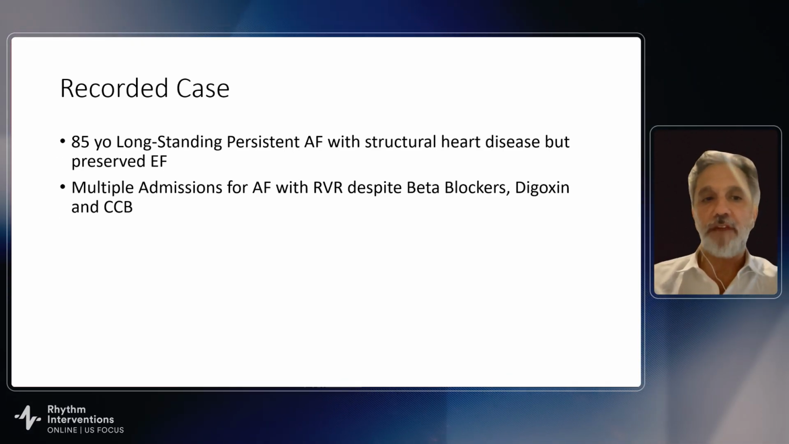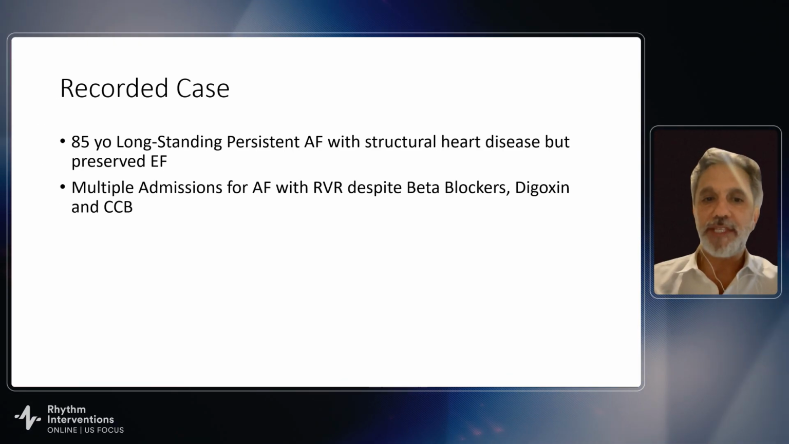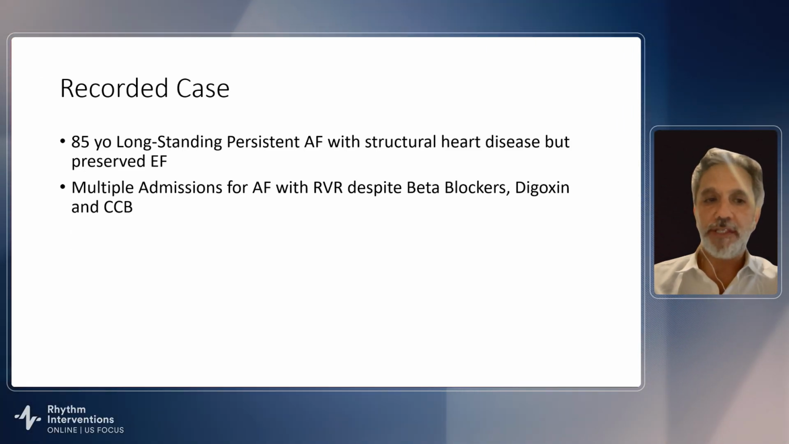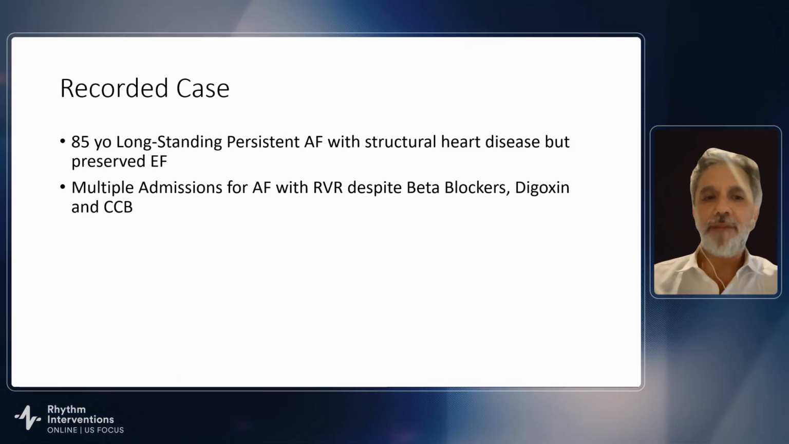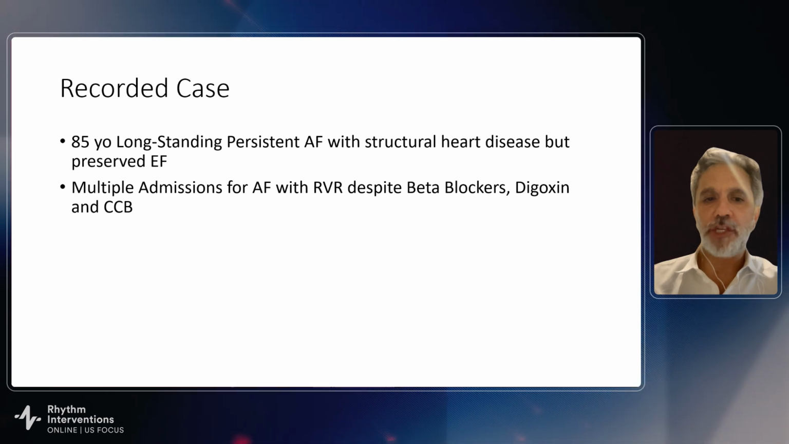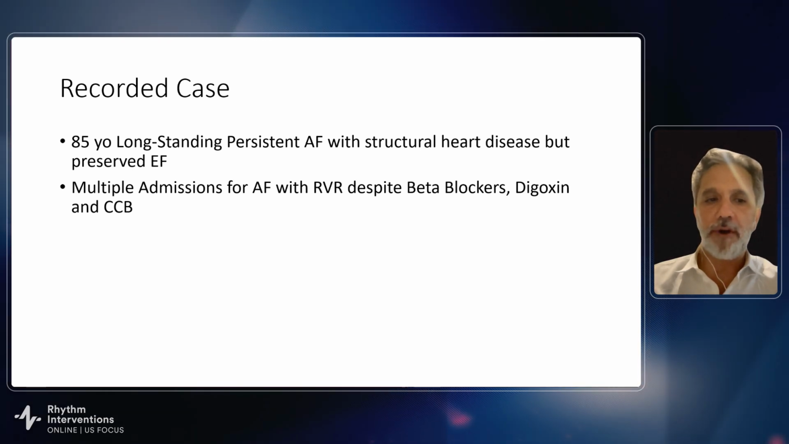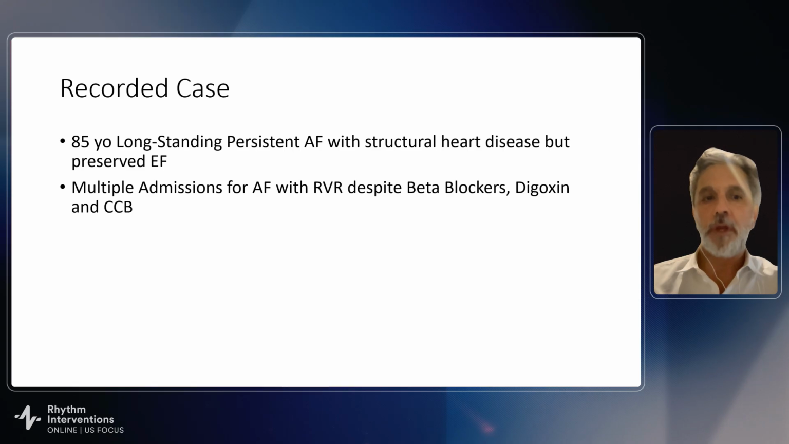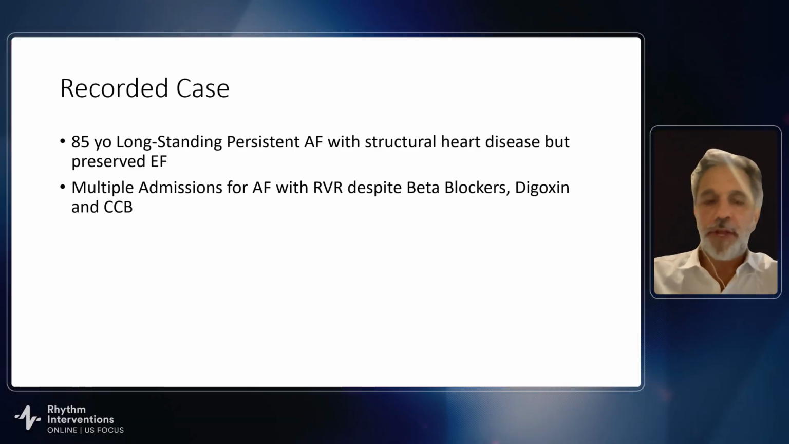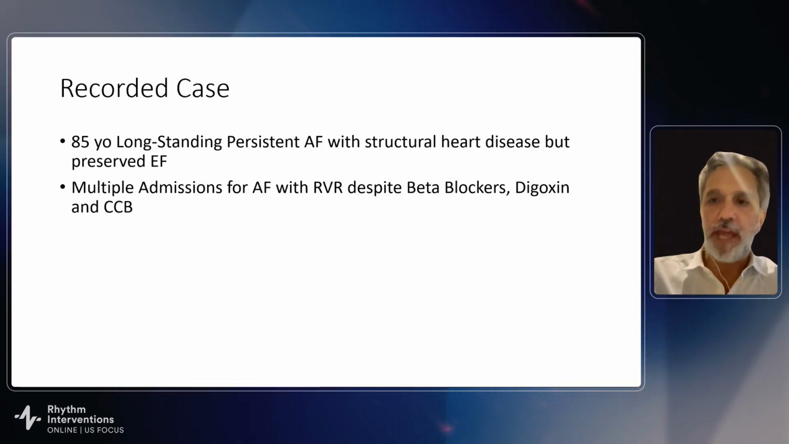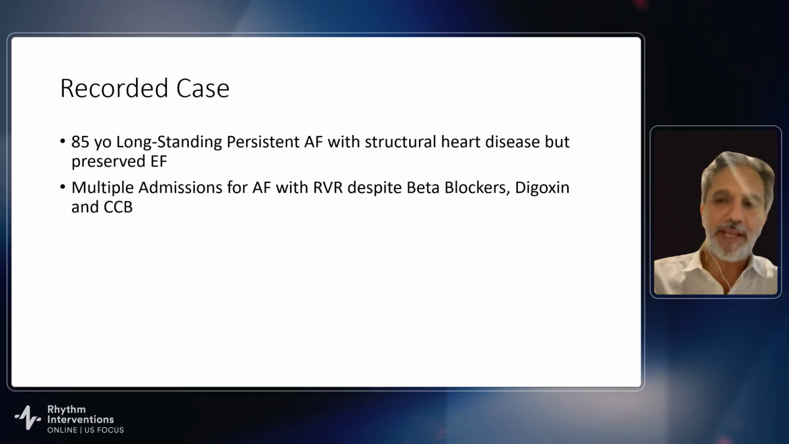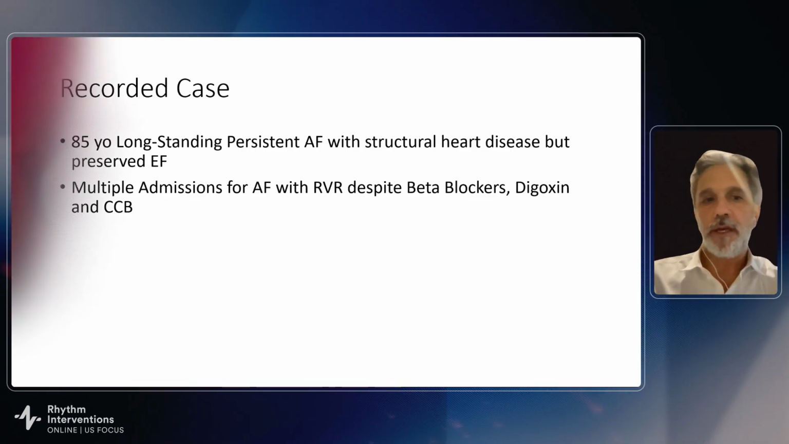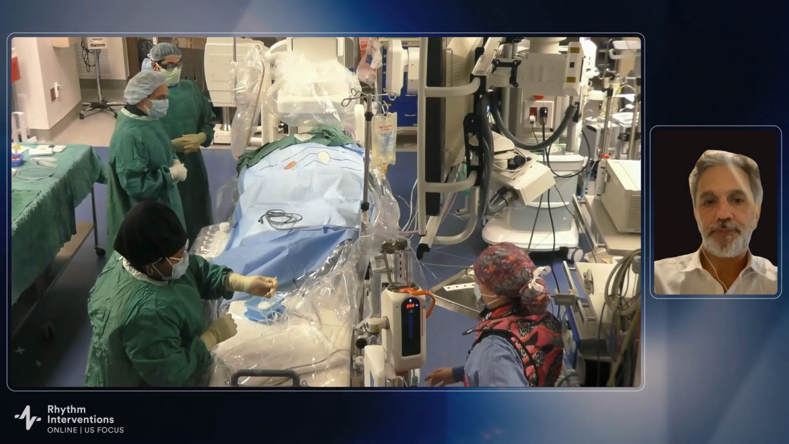This is an 85-year-old patient with long-standing persistent AFib, structural heart disease but preserved EF, with multiple admissions for atrial fibrillation with RVR despite beta blocker, digoxin, and calcium channel blocker. So we elected for an IJ Micra and AV node ablation. If we can play the case, which is around 10 minutes, that would be great.